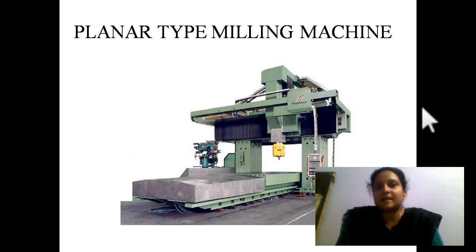Next one is the planar type of milling machine. This type of milling machine is used for making surface finish operations. Here the tool will be fixed, and the milling bed, meaning the one on which we mount the workpiece, will move. It means the workpiece will move and the tool will be fixed in case of the planar type of milling machine.